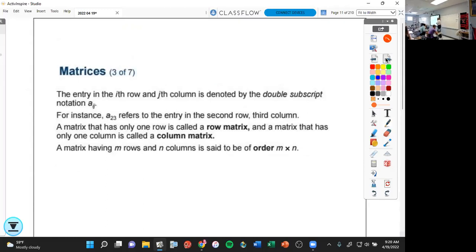A matrix that only has one row is called a row matrix, and if it only has one column, it's called a column matrix. Mathematicians are really, really creative in naming things. A matrix having m rows and n columns is said to be of order m by n. So when I ask about the order of a matrix, I'm talking about the dimensions. Those words can be interchanged. Usually I say dimensions, but I know on the homework it actually says order.